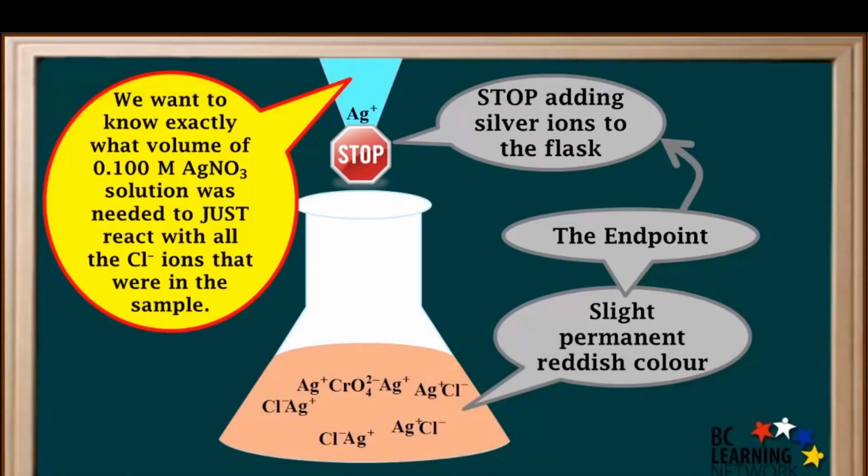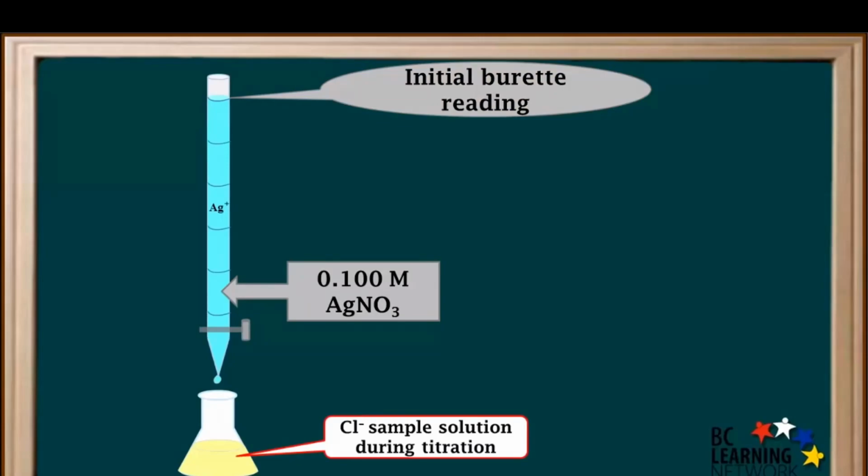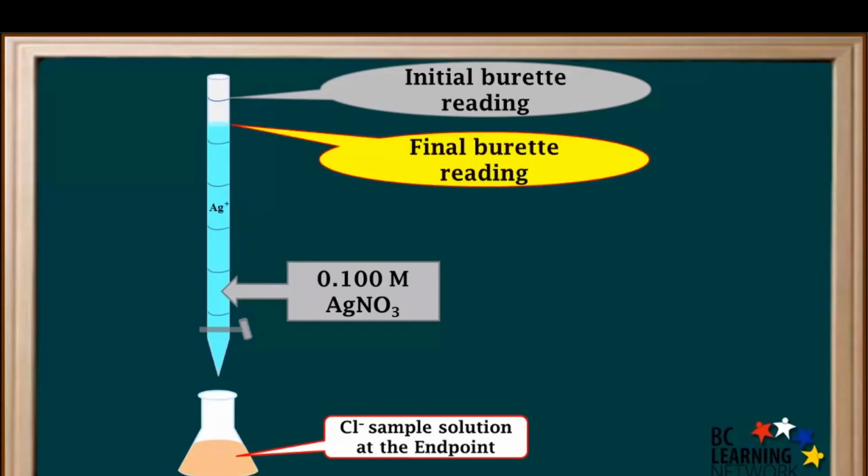Solution was needed to just react with all of the chloride ions that were in the sample. We record the initial reading of the AgNO3 solution in the burette just before we start the titration. Then we begin the titration, adding drops very slowly while swirling the flask. As soon as the endpoint is reached, we close the stopcock, stop the titration, and record the final burette reading of the AgNO3 solution.